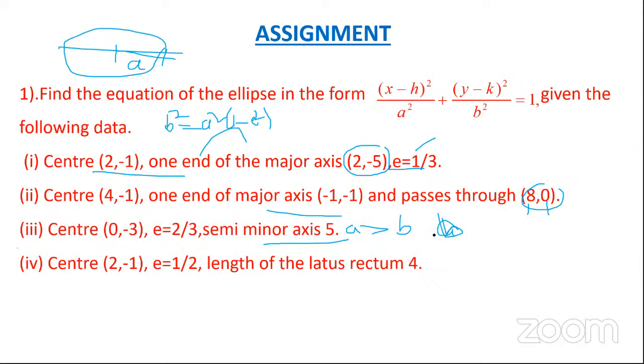The length of the latus rectum is nothing but 4, which means 2b square by a is 4. Then you will get a condition between b and a, and then you can solve these problems. So this is the assignment for today.